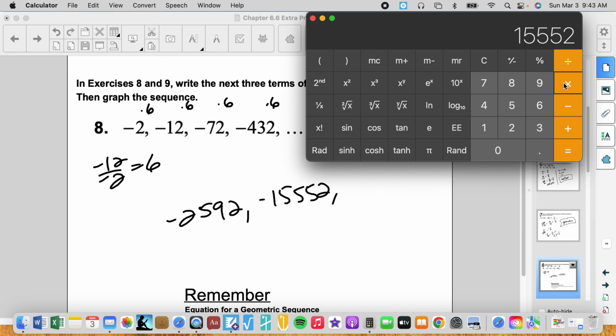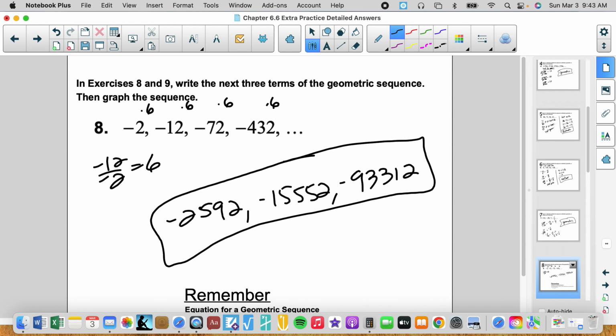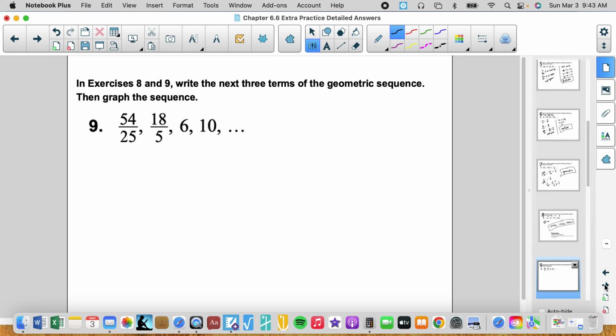Multiply that by 6. This is obnoxious. 93,312. So those are the next three terms in the sequence. I may or may not need that little note.